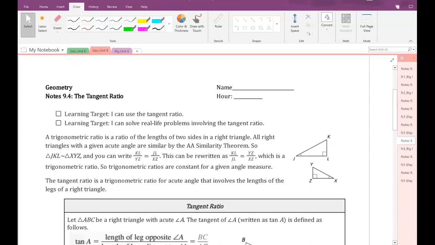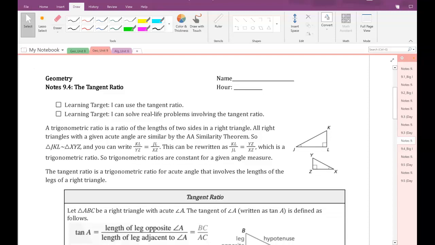But tangent is a trigonometric ratio, and we just abbreviate it. Instead of saying trigonometric, we just say a trig ratio. We'll learn 3 of them in total. Today we're just going to do tangent.